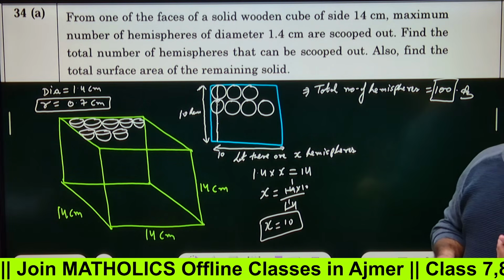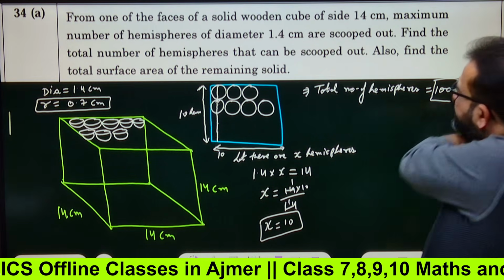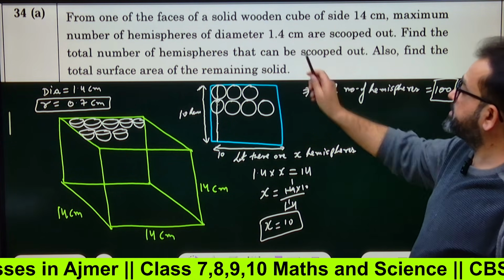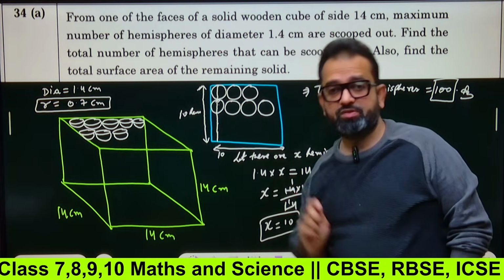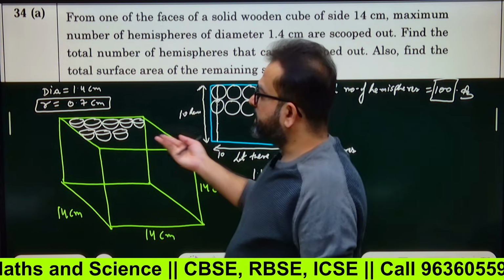Is it clear now? Okay, now there are 100 hemispheres. Now the second part says, find the total number of hemispheres that can be scooped out. Also find the total surface area of the remaining solid. Total surface area of the remaining solid would contain what?